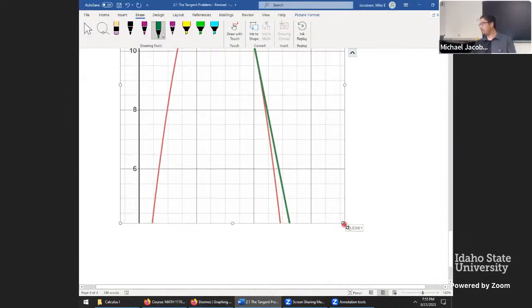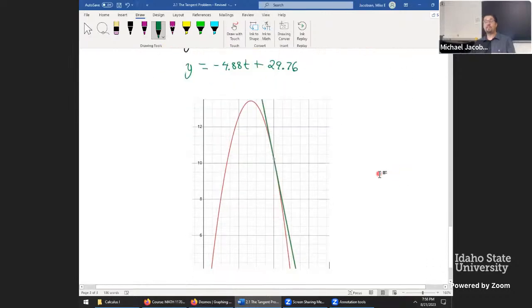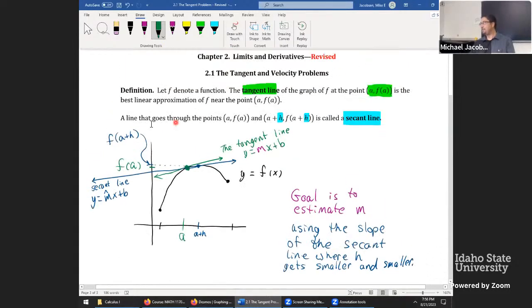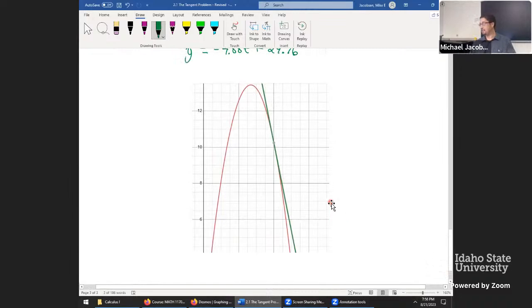But I want to return to one last comment in our initial definition, which is extremely confusing. In our initial definition, we said that the tangent line is the best linear approximation near the point in question. For us, it was time 4 seconds and the height at 4 seconds. And let's now explore, why is that the best approximation?